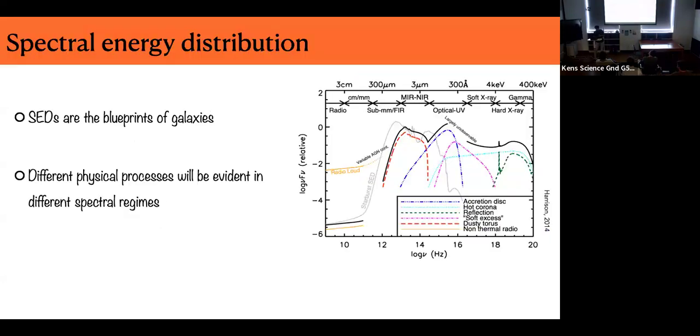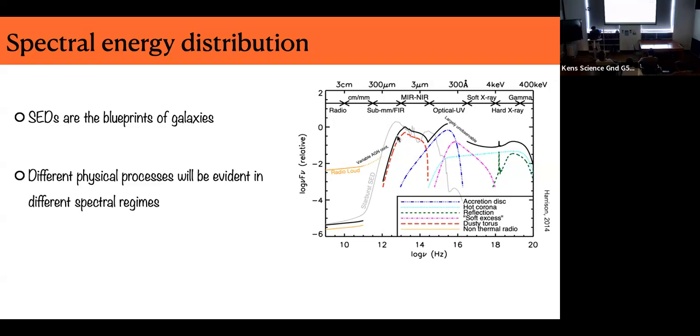Okay, so I talked a bit about spectral energy distribution. Simply put, SEDs are the blueprints of galaxies. So it kind of breaks down all the different physical processes going on in the galaxy. For instance, the black solid line here corresponds to the SED of an AGN. It shows different processes here. For instance, the blue line here shows the characteristic feature called the big blue bump shown by AGN.